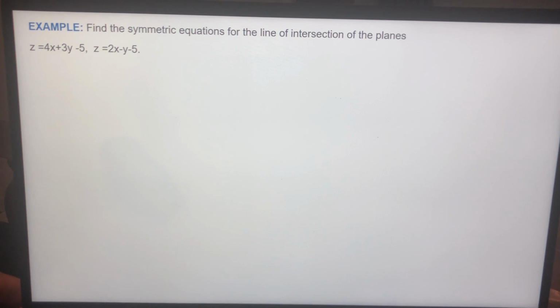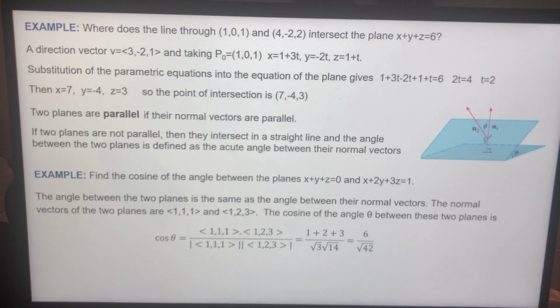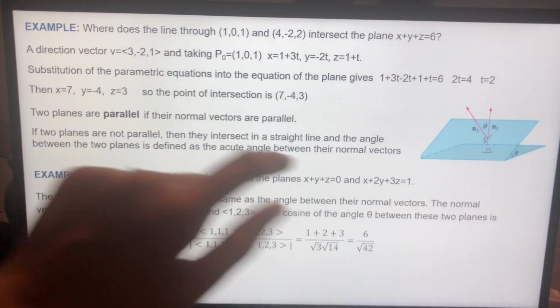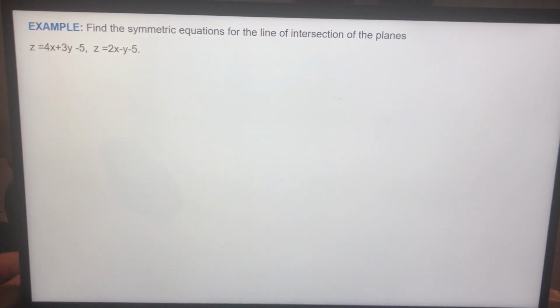Find the symmetric equations for the line of intersection of the planes. So as we said, if two planes are intersecting, they are going to be intersecting on a line. And here you can see that. See, this is the line of intersection. And we need to find the equation of that line. And these are the given plane equations.